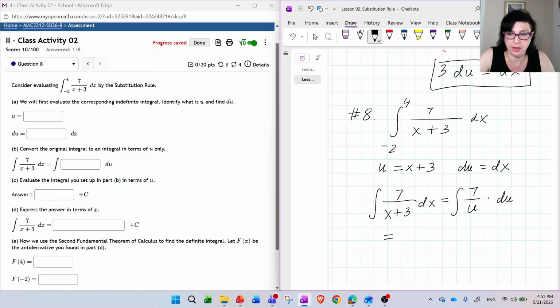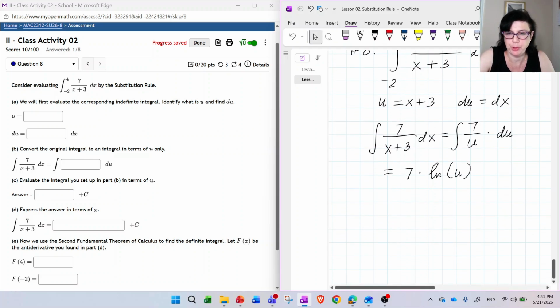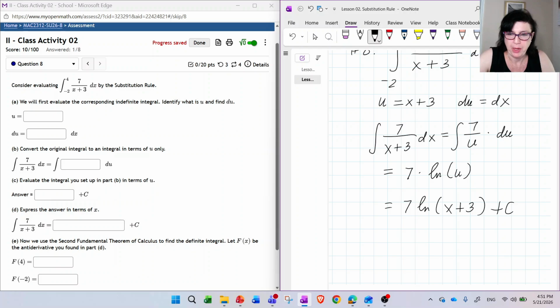Now the 7 here we can pull out, and 1 over u becomes natural log of u. You do have to worry about absolute value. However, in this case, we will see that when we substitute our values, which we're going to do in a second, we don't get any negatives. And we don't have to worry about putting the absolute value. Now, going back to what u was, which was x plus 3, we've got 7 natural log of x plus 3 plus c. Okay, now we're just going to substitute the limits, subtract the answers, and then we are done.